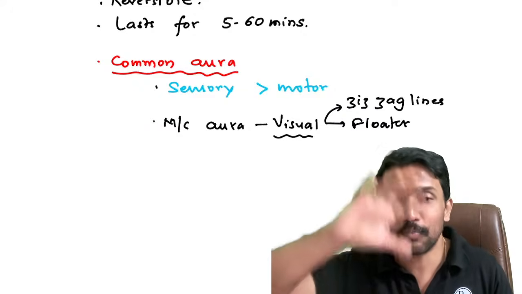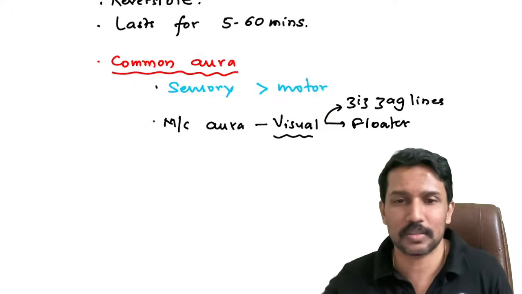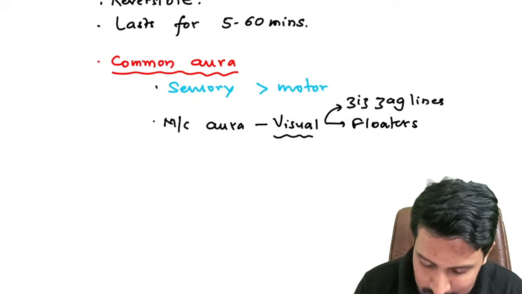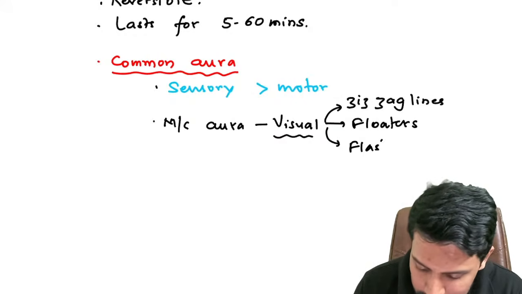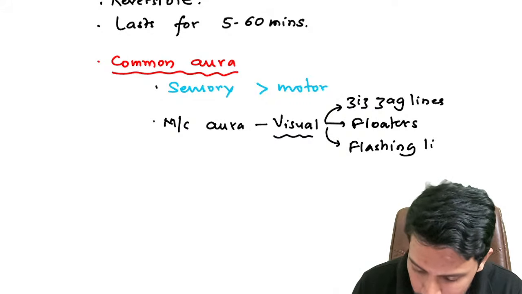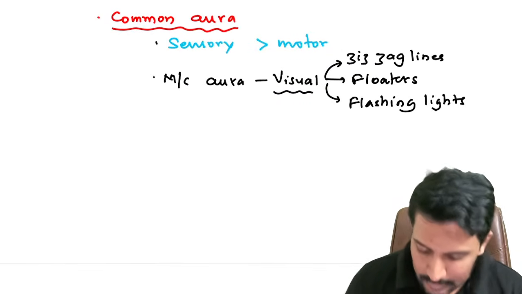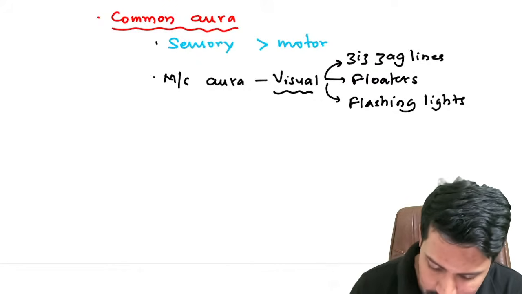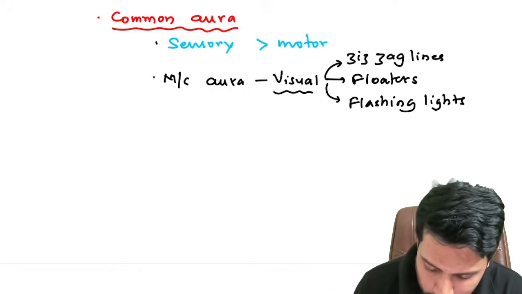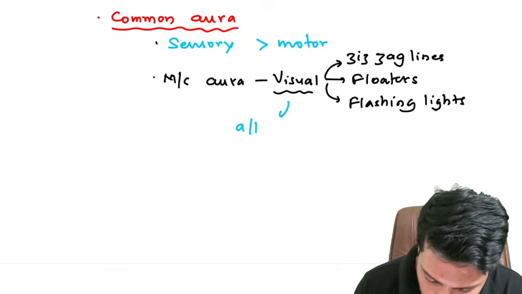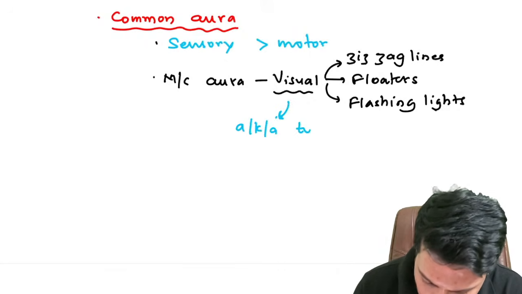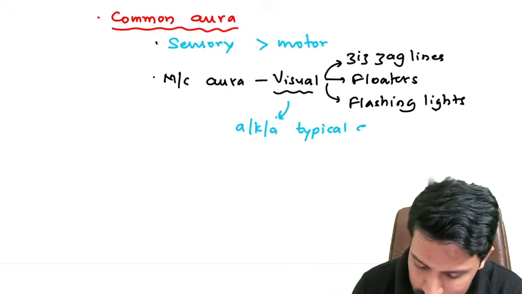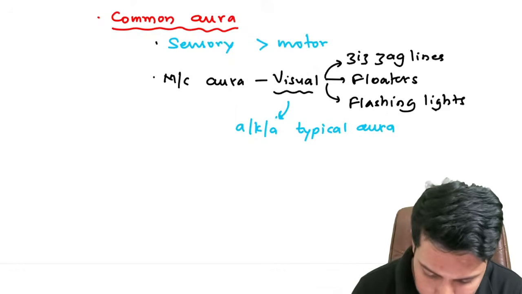In fact, a lot more floaters or a lot more worm-like structures floating in their visual field before the headache starts. So seeing floaters, zigzag lines, or seeing flashing lights, these are more common aura, right? And when this common aura is present, the visual aura is also known as typical aura, because that's what is most commonly encountered in patients with migraine plus aura. It's called as typical aura.